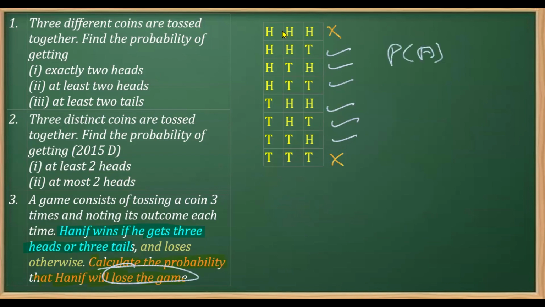So we'll say PA is the probability. There are 6 favorable observations out of 8. So 6 over 8, that is 3 over 4. So this is the answer for this.